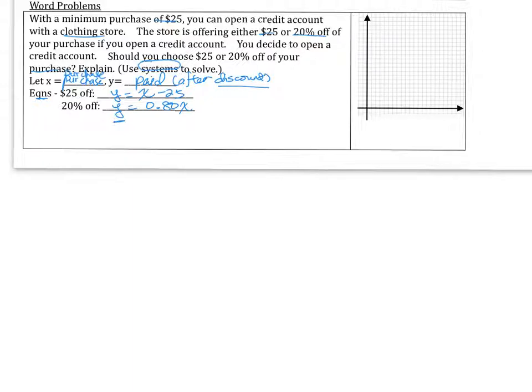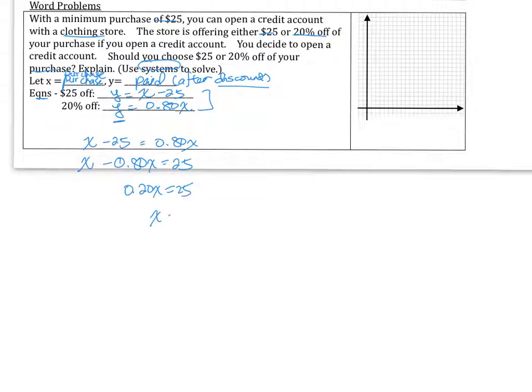Now, to find the intersecting point, we need to set these equations equal to each other. So x minus 25 would equal 0.80x. And then I can take x and subtract 0.80x and set it equal to 25. And this would make 0.20x equal to 25.